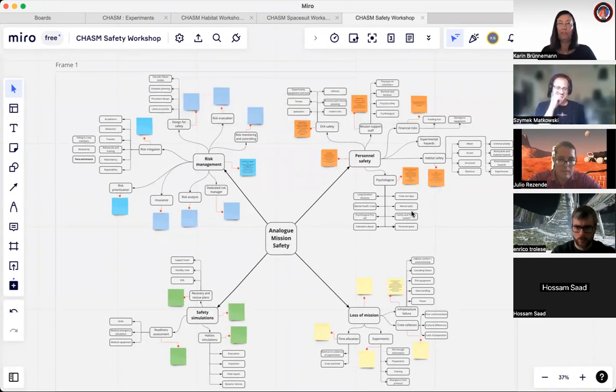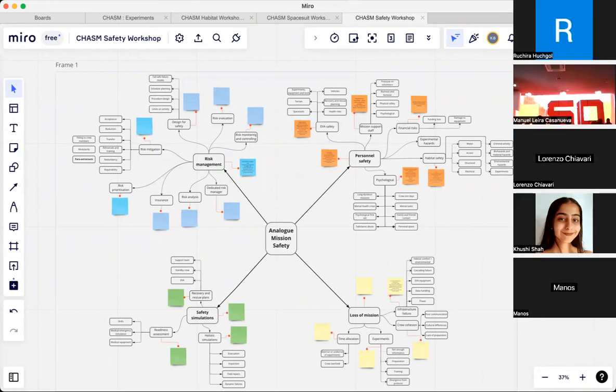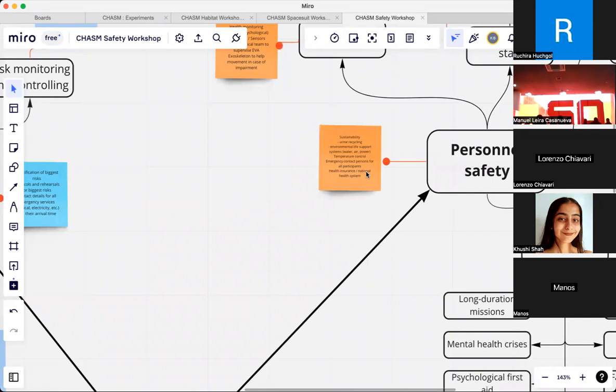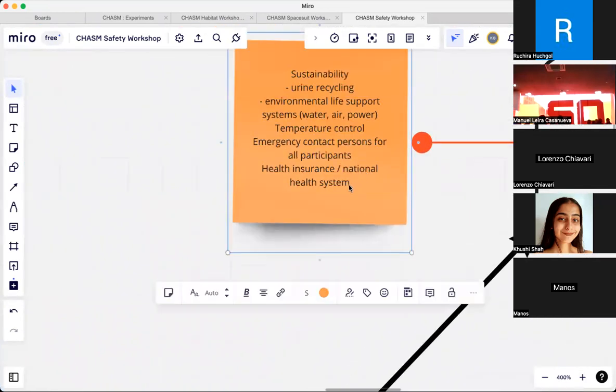What other comments do we have? I had a point. Yeah, please. As Julio was talking about health insurance, what's the insurance system that is supposed to be followed? On the same point, do we include the insurance charges within the registration charges that are taken from the analog astronauts, or do we keep it as a separate part for them to do by themselves? That would be a point of discussion, I believe. Yeah, very much so, Ruchira. Is insurance included in the participation fee?